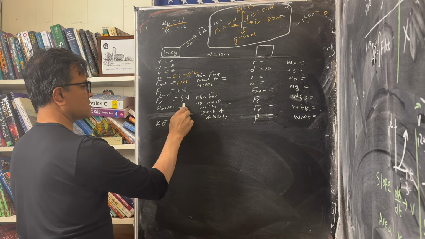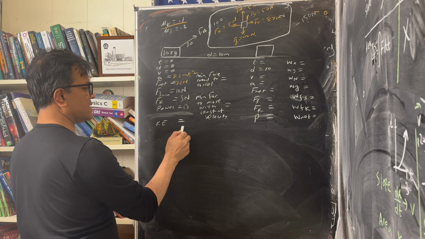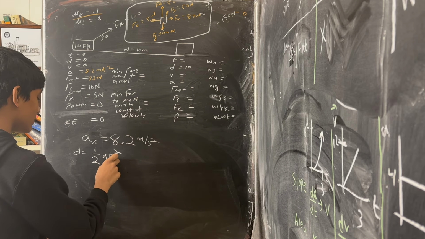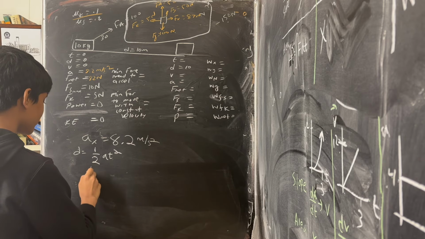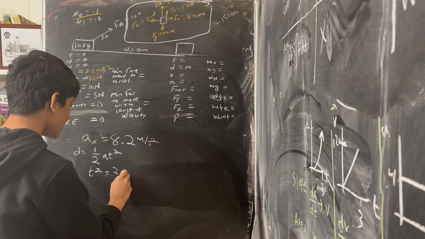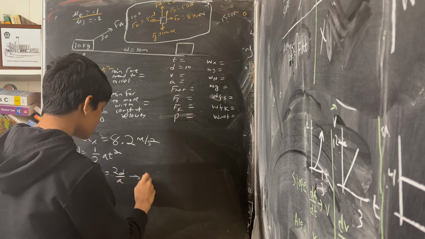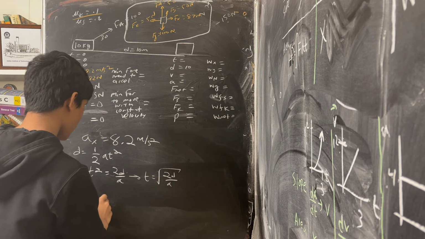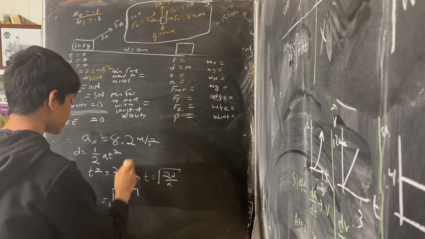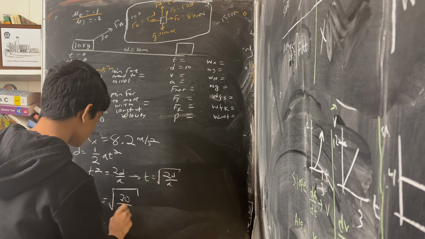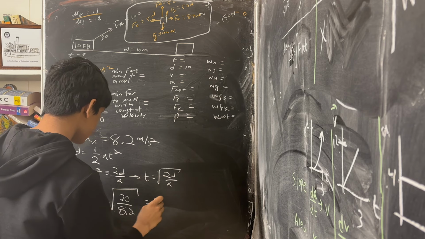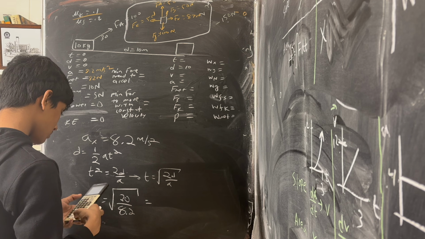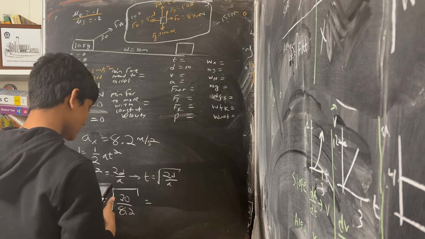Okay, 5 Newton. I want you to find the time. Power over here is 0, and kinetic energy over here is 0. So we can just use d equals half a t squared, and then t squared equals 2d over a. So t is the square root of 2d over a, which is the square root of 20 over 8.2, or 1.56 seconds.